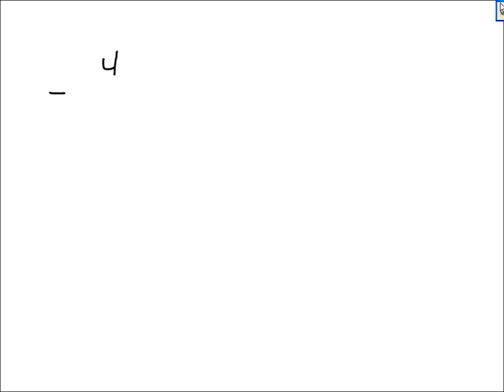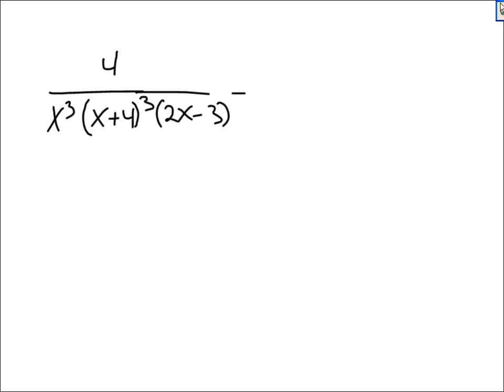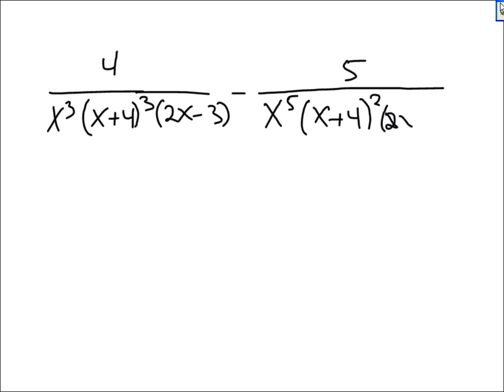You have 4 over x cubed times x plus 4 cubed times 2x minus 3. And we wanted to take away 5 over x to the 5th times x plus 4 squared times 2x minus 3 to the 5th times 4x minus 11 to the 3rd. What's the LCD?